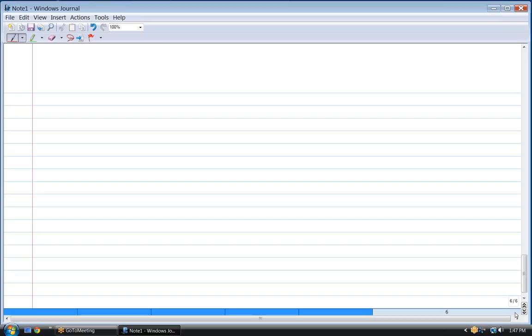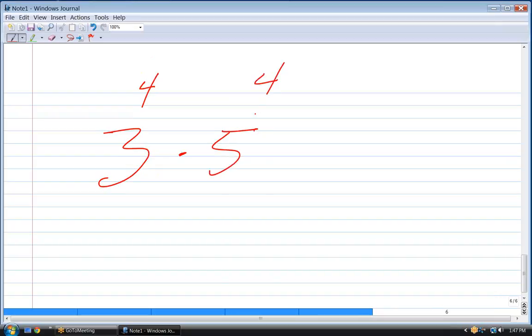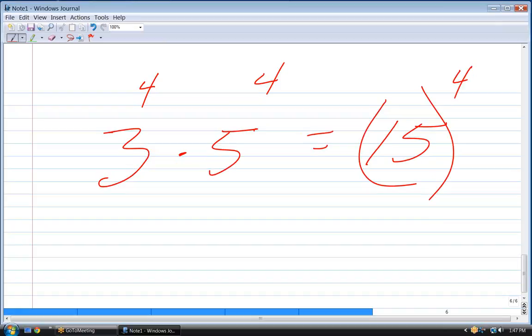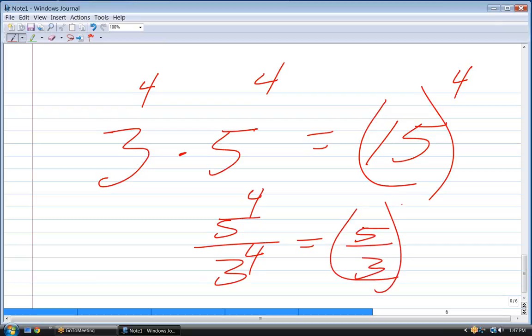Now, there is one other thing. I don't want to confuse you, but if the bases are different but the exponents are the same, then I can multiply the 2 bases and keep the exponent. There's another situation with division: if I have 5 to the 4th divided by 3 to the 4th, that is the same as 5/3 to the 4th.